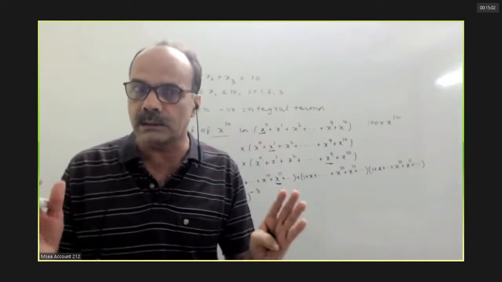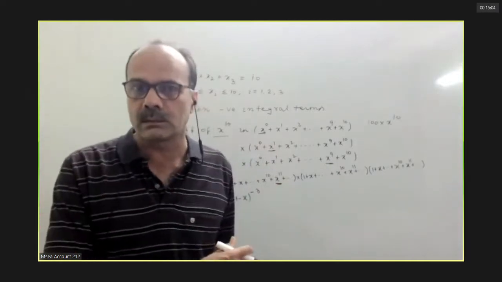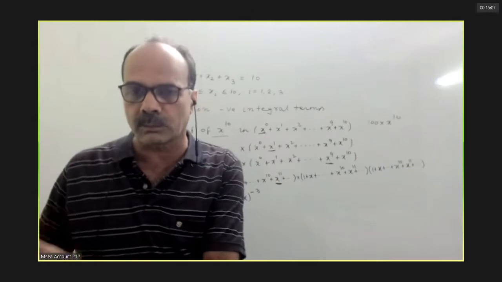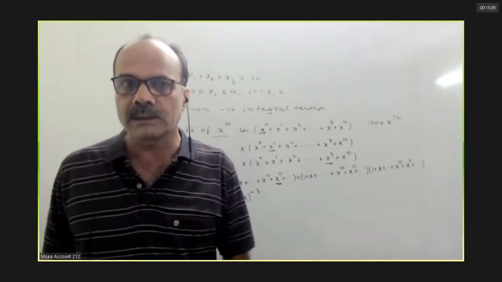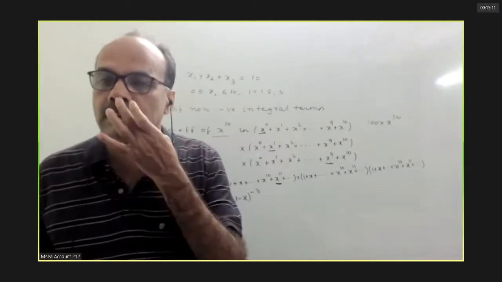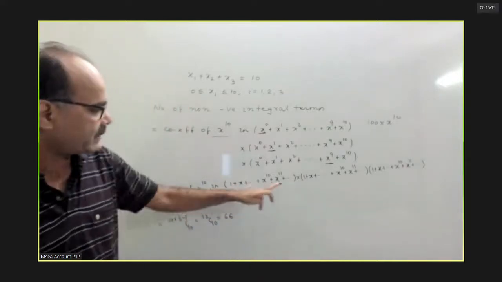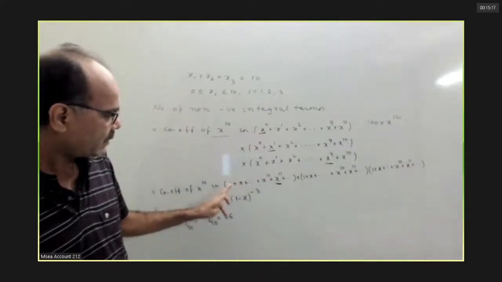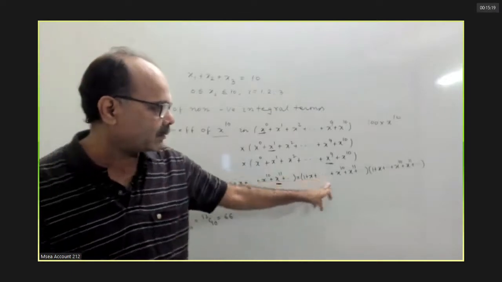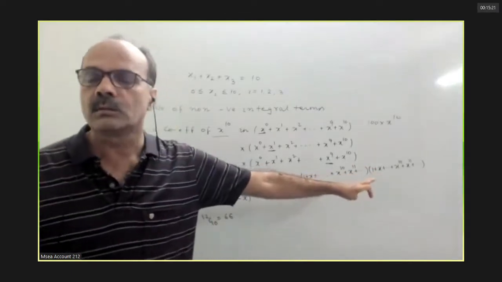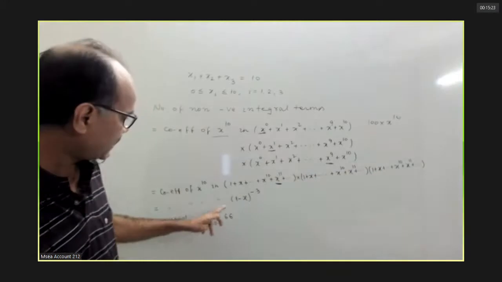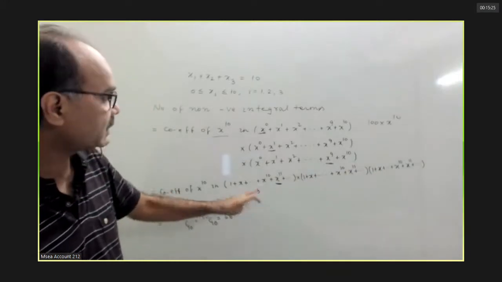Okay, we need the coefficient of x to the power 10. Whatever is the value of x, we don't bother. So we can assume that mod x is less than 1. Then the sum of an infinite GP is a by 1 minus r. So 1 by 1 minus x into 1 by 1 minus x into 1 by 1 minus x, that is 1 minus x to the power minus 3.